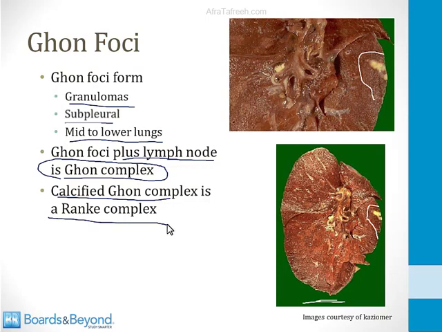Somebody who has a Ghon complex is usually someone who's been exposed to tuberculosis and has entered the latent phase. They can reactivate later. Usually once they go on to develop a Ranke complex, they now have full calcification and they're less likely to reactivate. But in either case, these complex formations are the result of primary exposure to tuberculosis.